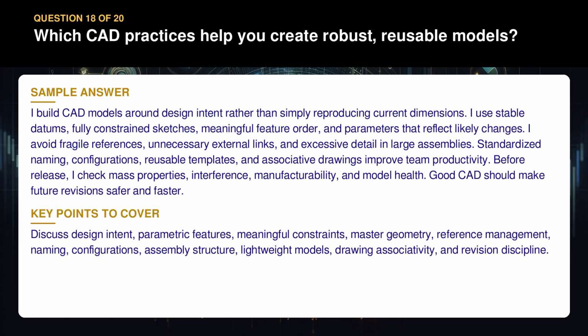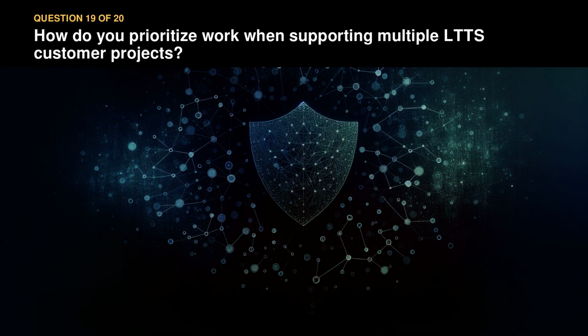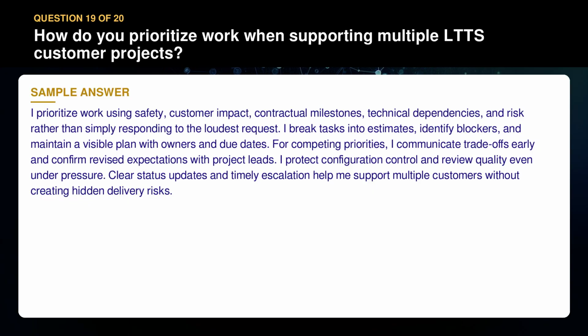Discuss design intent, parametric features, meaningful constraints, master geometry, reference management, naming, configurations, assembly structure, lightweight models, drawing associativity, and revision discipline. Question 19. How do you prioritize work when supporting multiple LTTS customer projects?